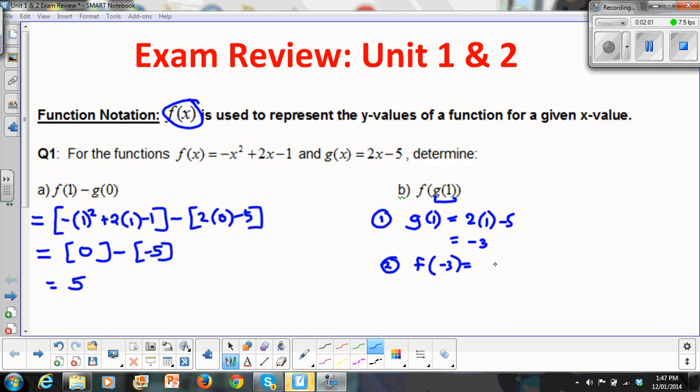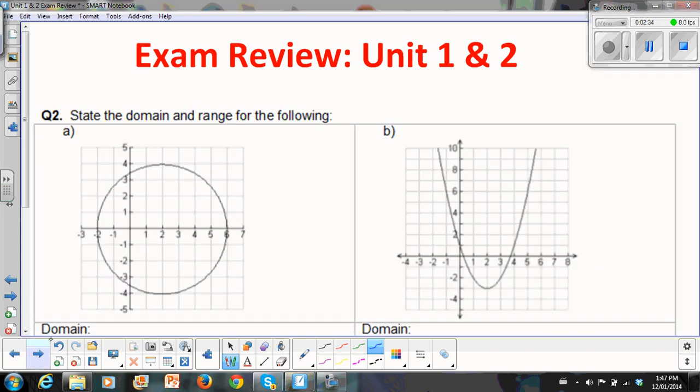Now looking at the f function, we have negative of negative 3 squared plus 2 times negative 3 minus 1. Be careful with the negative here: we have a negative that's not being squared, times negative 3 squared, which is positive 9. And then we have minus 6 minus 1. So we have negative 9, negative 6, and negative 1, which makes negative 16. To review this, you can always go back in the lesson to look at function notation, and we're going to move on to the next example.